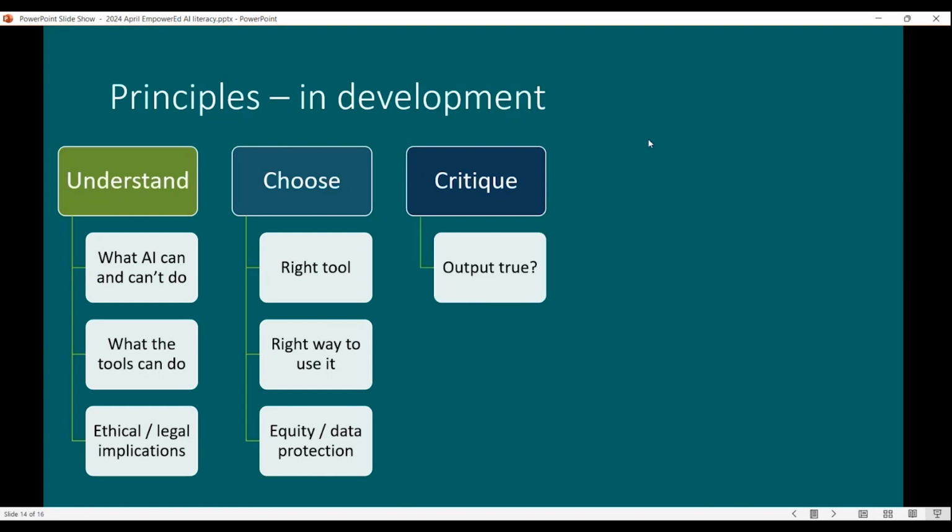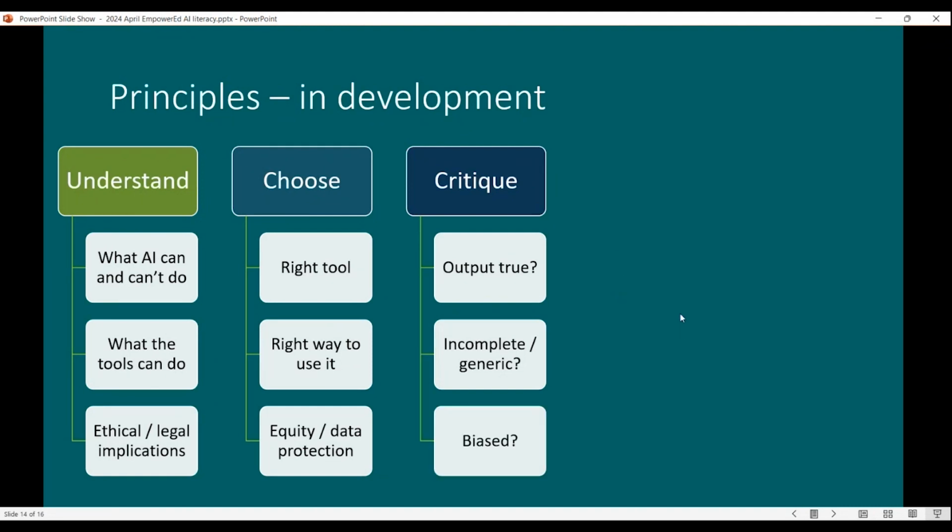The next one is critique. So this is critiquing the output. Is it true? Is it incomplete? Is it overly generic? Is it biased? We know that these tools, these large language models, these AI platforms have been trained on biased data. So we need to look at what it's producing for us and say, okay, is that bias reflected in this output? And if it is, what can I do to address that?